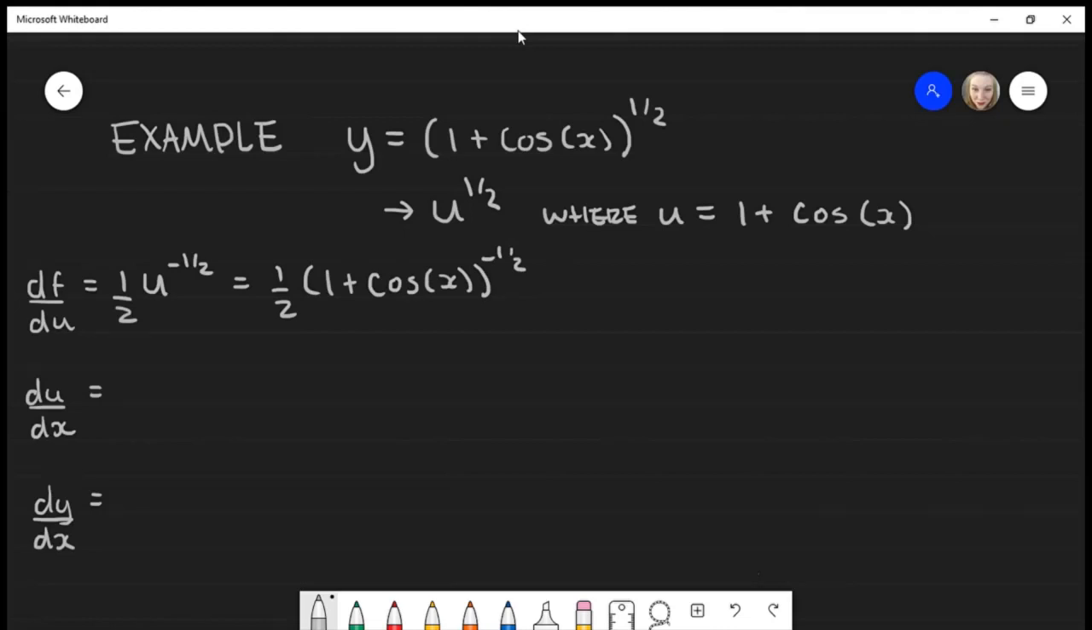Du by dx, differentiate u. So 1 just goes to 0 because it's constant, and cos will go to minus sine. Like before, to get the final answer, we need to times these together to get the answer. Therefore, our full answer becomes this.